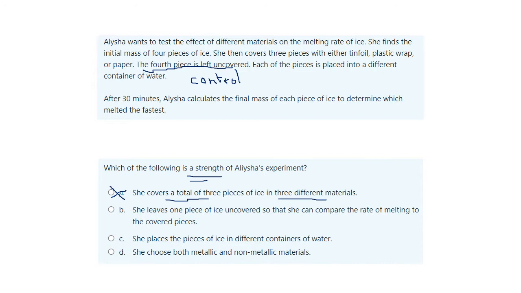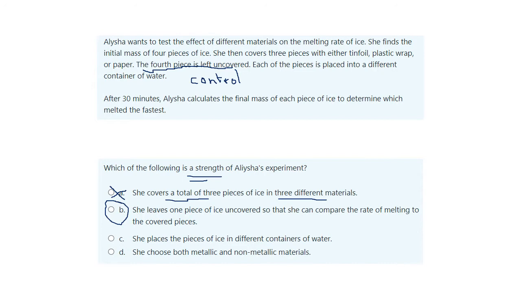The control, the normal. So if it takes longer when it is covered in tin foil, plastic, or paper, then those materials slow down the rate of melting. If it takes less time, then those materials will be speeding up the rate of melting. But we don't know if they are speeding up or slowing down unless we know what normally happens, unless we have a control. So B is a strength.